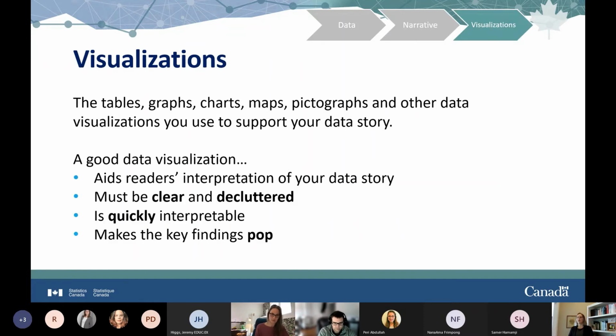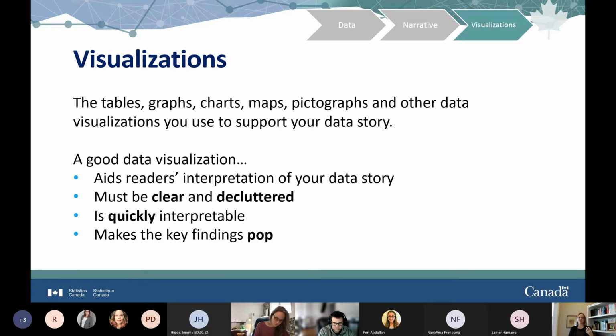The visualizations are important because a good data visualization will aid the reader's interpretation of your data story. A good data visualization must be clear and decluttered. It must be quickly interpretable and make your key findings pop.